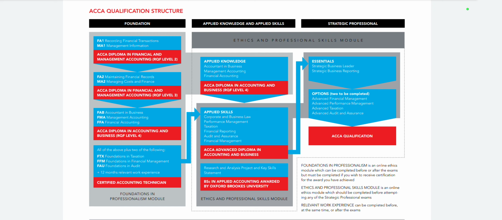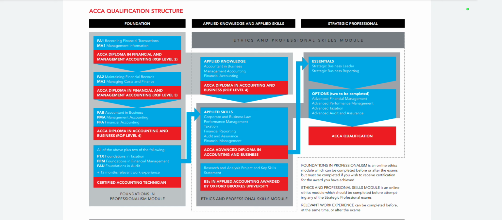Once you complete the knowledge level, and if you have completed the EPSM module, you'll get a certificate with the ACCA Diploma in Accounting and Business. That's equivalent to a level 4 qualification in the UK. So you have to complete the EPSM module, and if you have completed that, you can download a certificate through the My ACCA account and use it when you're applying for jobs or anything.